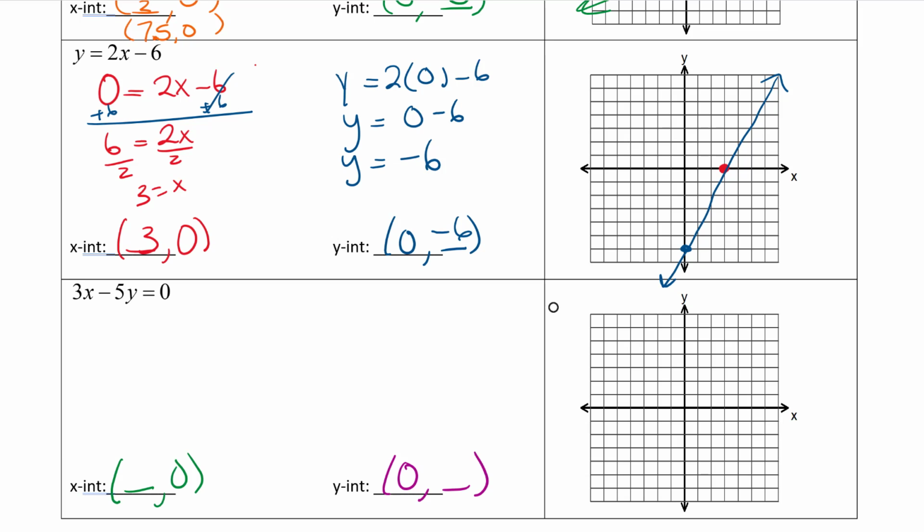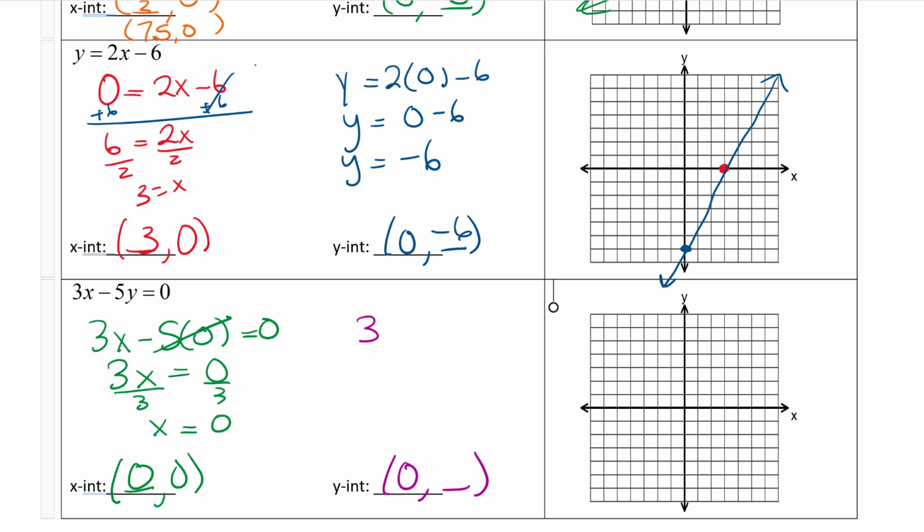I have 3 times x minus 5 times y, but y is going to be 0. So we have 3x, negative 5 times 0 is 0. So I don't have to write the negative or the 5 or the 0. Then I divide both sides by 3, and 0 divided by 3 is 0.